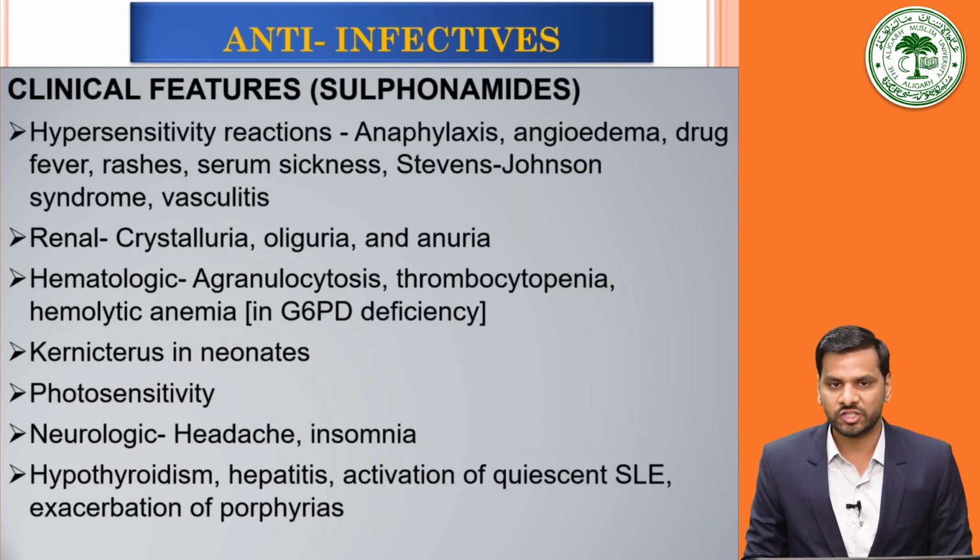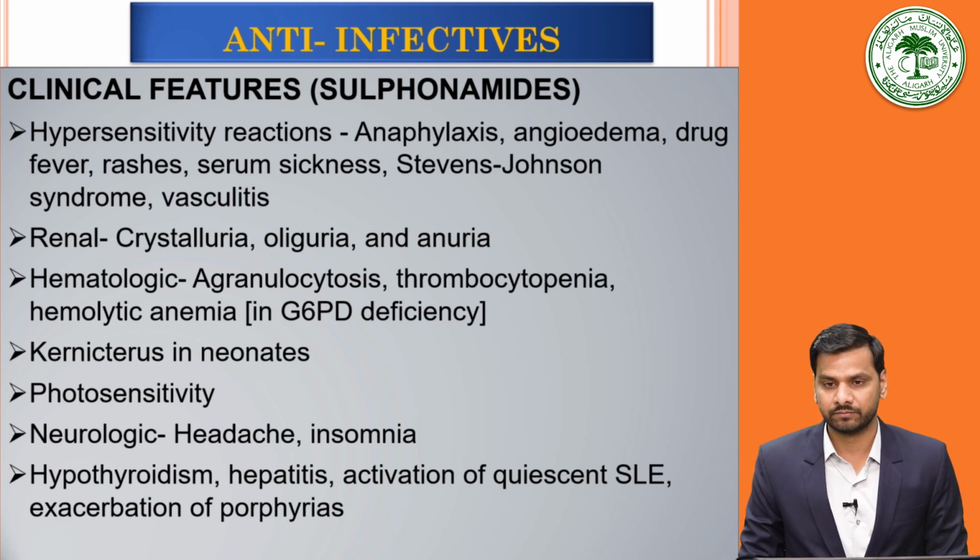Coming to the clinical features of sulphonamides. These sulphonamides are mainly used as antibacterials. They occur as white crystalline odorless powder with a slight bitter taste. Its clinical features include, first, hypersensitivity reactions, which include anaphylaxis, angioedema, drug fever, rashes, serum sickness, Stevens-Johnson syndrome, and vasculitis. If we talk about kidney, the symptoms include crystalluria, oliguria, and anuria.